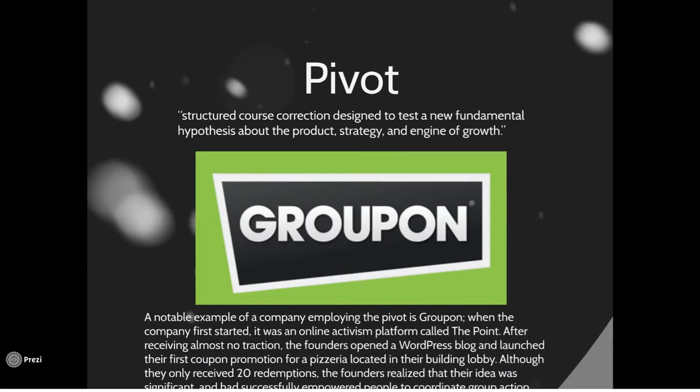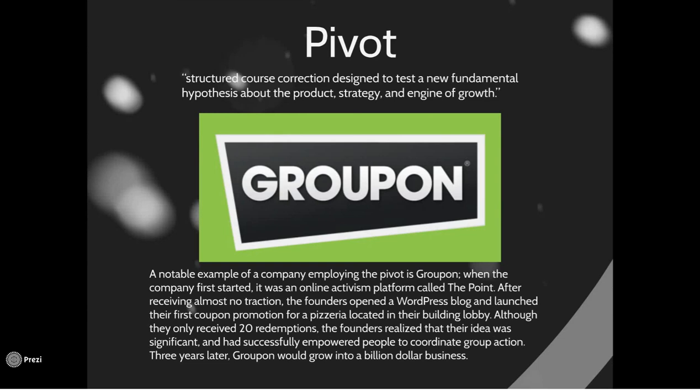So yeah. Also, again, you need to learn to pivot, and this goes along with the previous ideas. It's a structured course correction designed to test a new fundamental hypothesis about the product, strategy, and engine of growth. That's a fancy way to say, try something. If it's not working, then change what you tried, or just figure out what it is that customers really want, and change your business model or your product to what the customers really want. And a great example of this is Groupon.